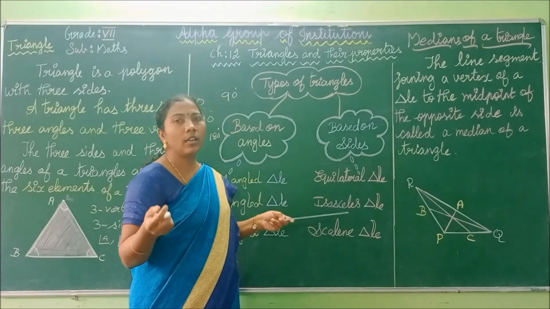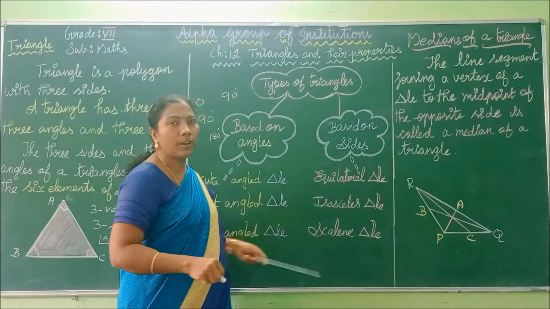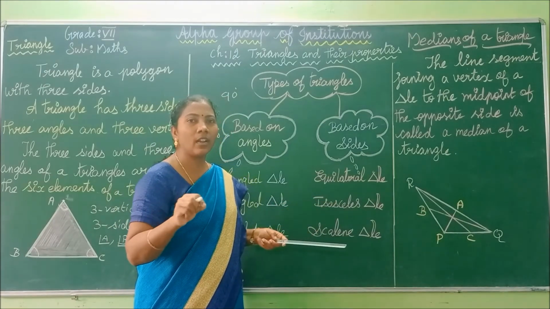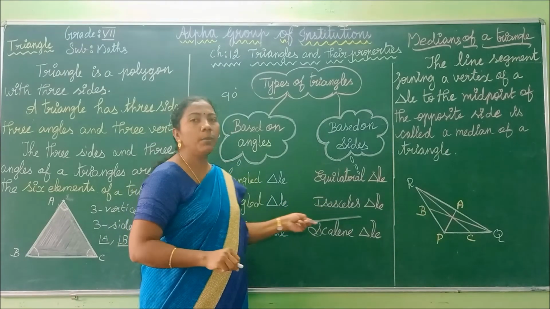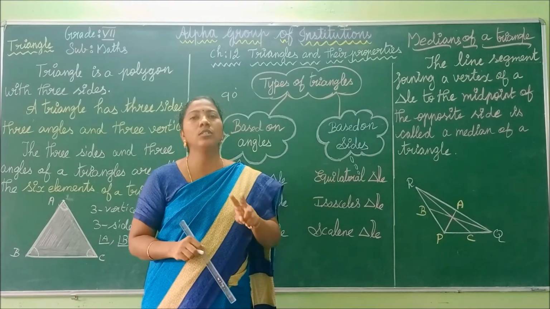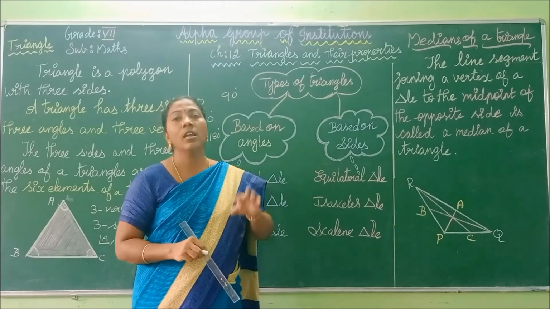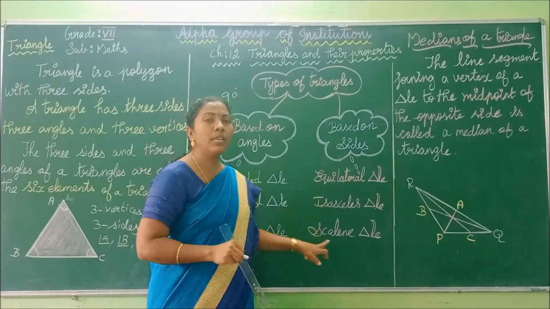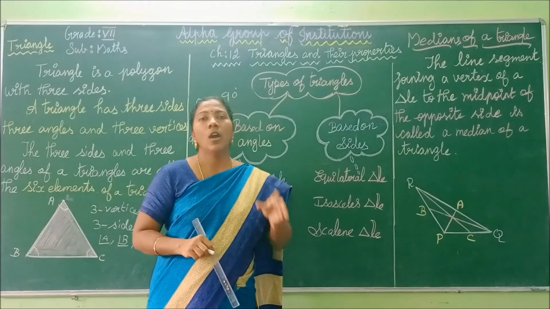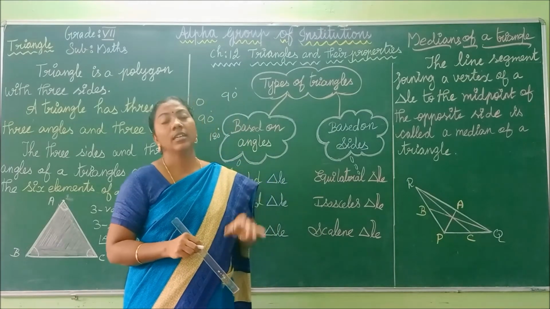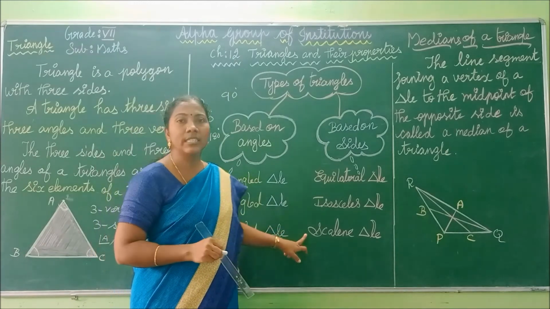I show the diagram of all the six types of triangle to you. Equilateral triangle means all the sides of the triangle are equal. And what is meant by isosceles triangle? Isosceles triangle means if any two sides of the triangle are equal, then the triangle is said to be an isosceles triangle. What is meant by scalene triangle? If all the sides of the triangle are different in length, such triangles are said to be scalene triangles.